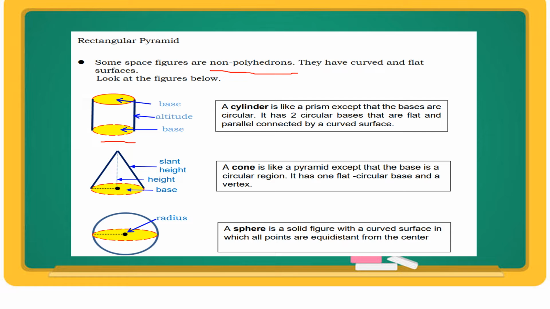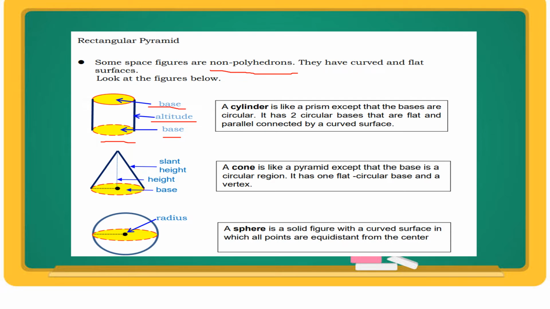This is a cylinder. Like a prism, except that the bases are circular. It has 2 circular bases that are flat and parallel, connected by a curved surface. So take a look at the different portions. This is what we call the base. This one is the altitude, and this portion is also called the base.